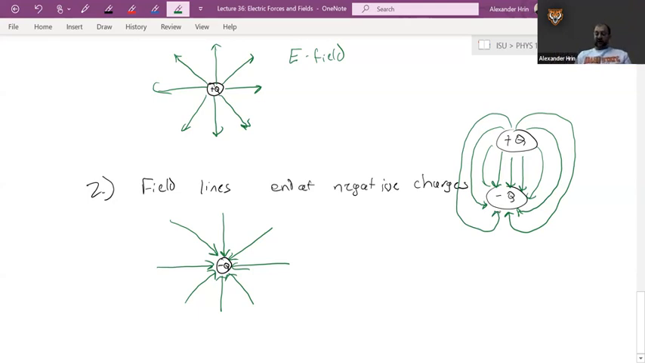That field setup is what we call a dipole. I'm not going to go much further than that, but when you have something like that, you have what's called an electric dipole.